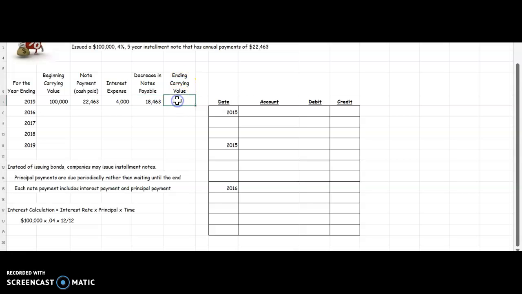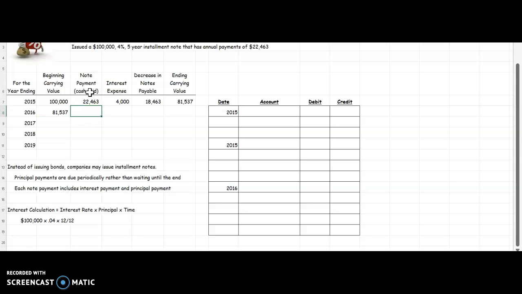So what is my balance of my note now? Well, it was $100,000. I subtract out the amount that I paid towards it. So now I owe $81,537. For the next year, my beginning carrying value is going to be what I ended with in the last year, so the $81,537.